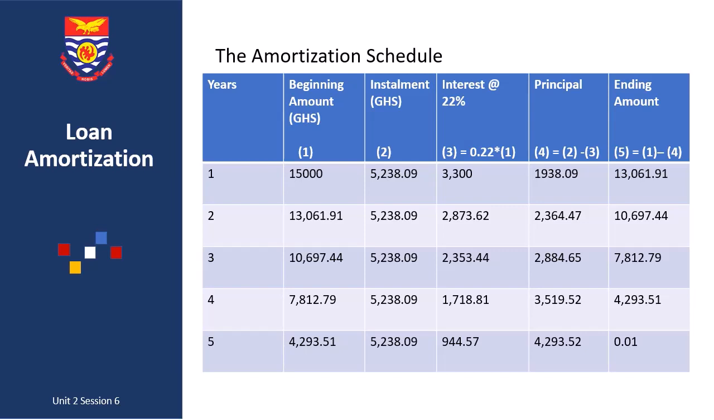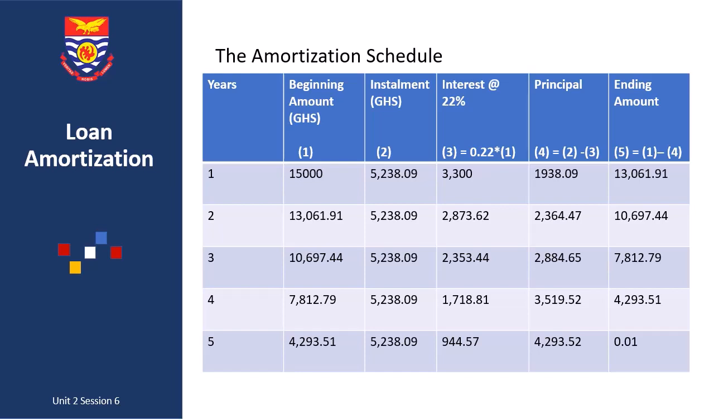So this is how to prepare the amortization schedule. The amortization schedule has various columns, but we have the number of years. So the loan was taken for a 5-year period. So we have 1, 2, 3, 4, 5. This column represents the number of years. We have the beginning amount, so the amount that was taken on day 1.